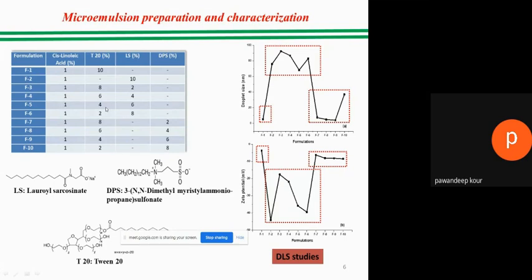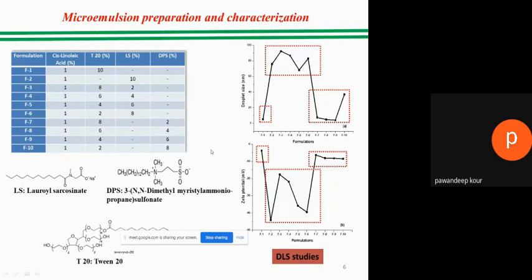As you can see from this table, the total weight percent of cis-linoleic acid was fixed at 1%, whereas that of surfactant was fixed at 10%. Here T20 stands for Tween-20, which is a non-ionic surfactant. LS stands for lauryl sarcosinate, which is an anionic surfactant, and DPS stands for 3-(N,N-dimethylmyristylammonio)propanesulfonate, which is a zwitterionic surfactant. All these microemulsions were clear and transparent.